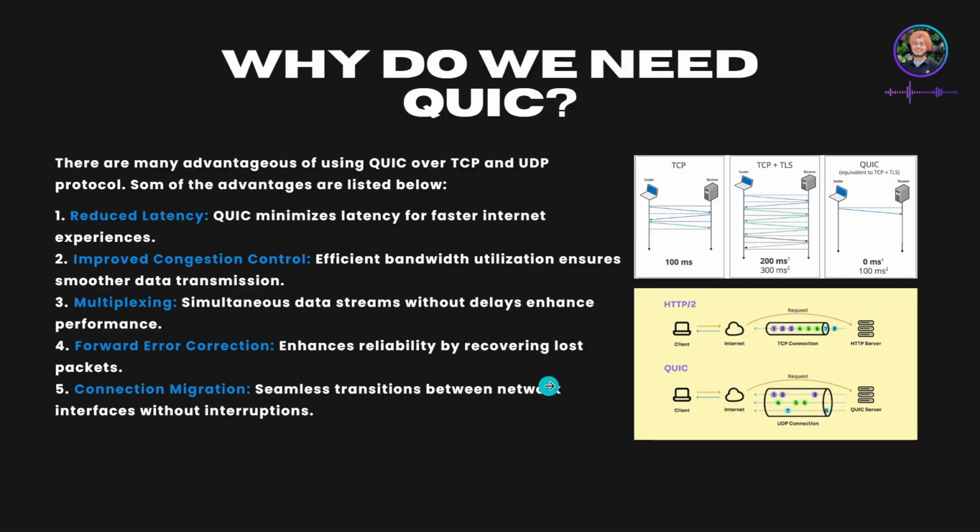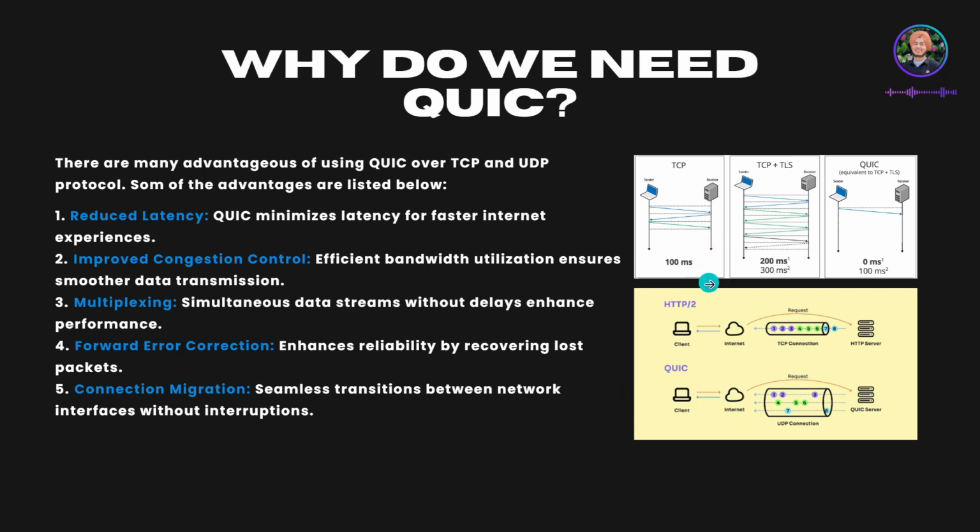Why do we need QUIC? Before QUIC, the internet was using TCP or UDP as a transport layer protocol, where TCP is reliable but slow and UDP is fast but lacks reliability, as we all know. QUIC addresses several limitations present in these traditional protocols. First, it reduces latency, and it does so by minimizing the number of round trips required for connection establishment and data transmission.